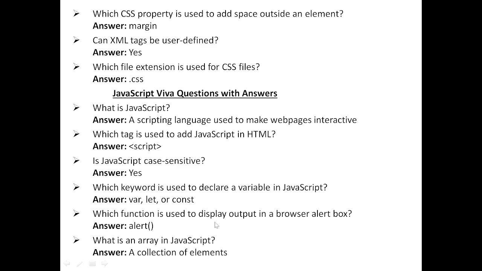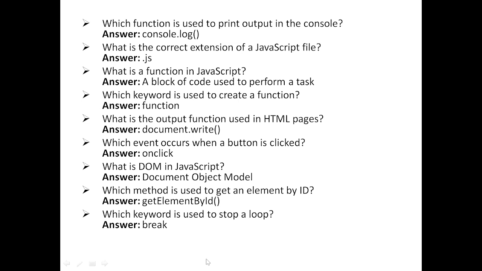Which function is used to display output in a browser alert box? That is alert function, alert method. What is an array in JavaScript? It's a collection of elements. Which function is used to print output in the console? That is console.log. What is the correct extension of JavaScript file? That is .js.